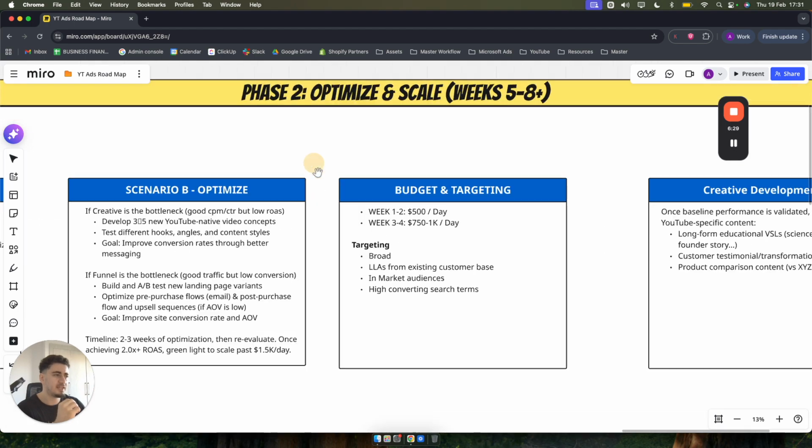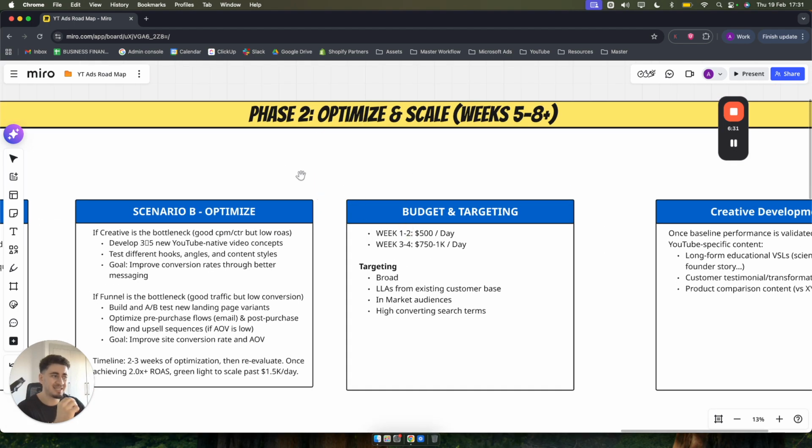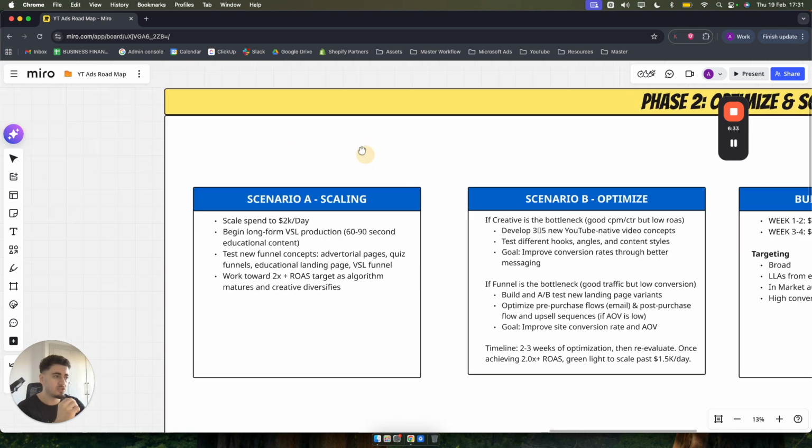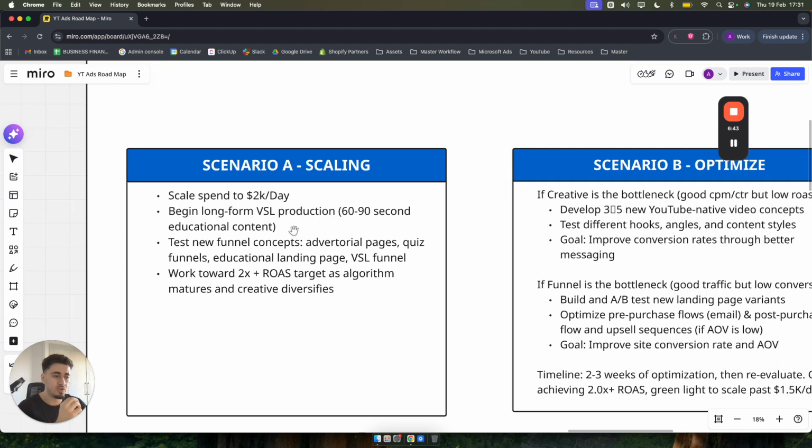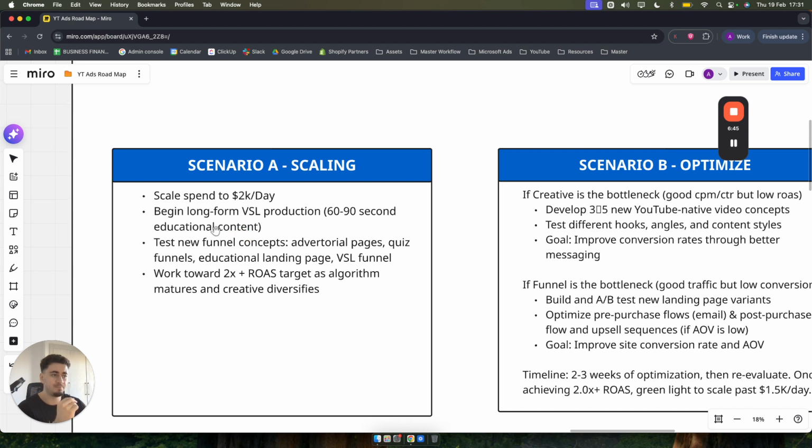Moving over to phase 2. This is the optimize and scale phase, right? So scenario A, let's say now you're in a scaling phase, right? What you want to do is start scaling the spend to like around 2K a day. Again, it's going to depend on your budget and cash flow and all of that sort of stuff. This is going to be important. What you guys want to do now is start producing long form VSLs, 60 to 90 second plus educational videos.